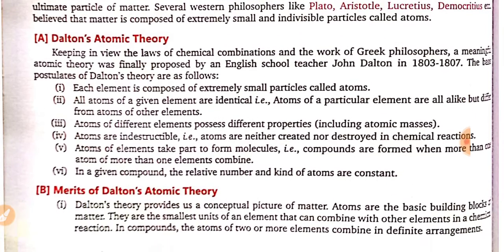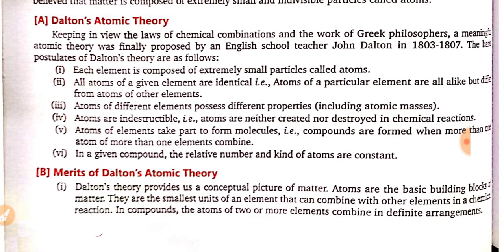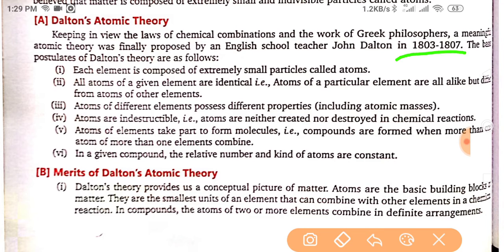Today, you have to read about Dalton's atomic theory. Keeping in view the laws of chemical combination and the work of Greek philosophers, a magnificent atomic theory was finally proposed by an English school teacher, John Dalton, between 1803 and 1807. The postulates of Dalton's theory are as follows. Each element is composed of extremely small particles called atoms.